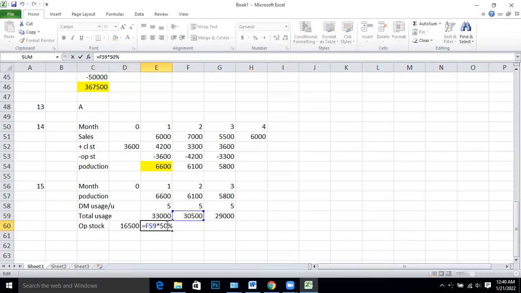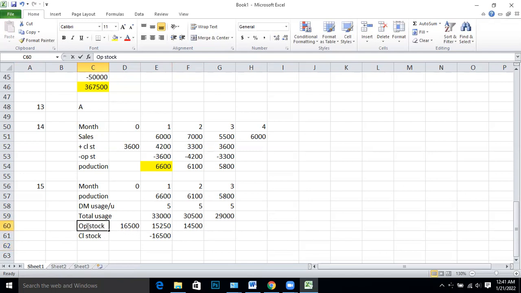How did you get 50 into 50? Month 2 requirement is 30,500. Of that, 50% you purchase in the previous month itself and you keep it. Similarly, this 14,500. How about closing stock? First month's opening stock is the second month's closing stock. Simple as that. Other way around.